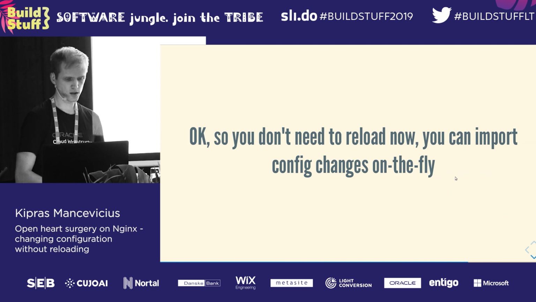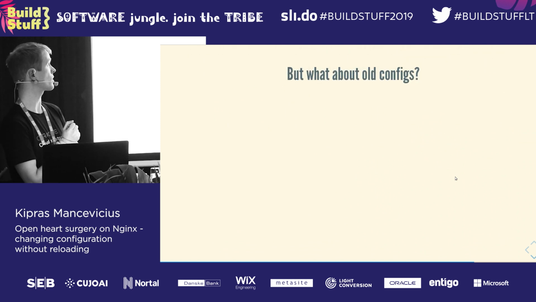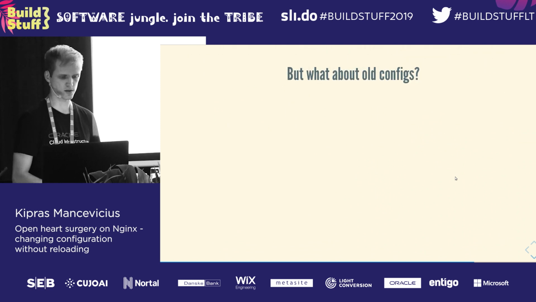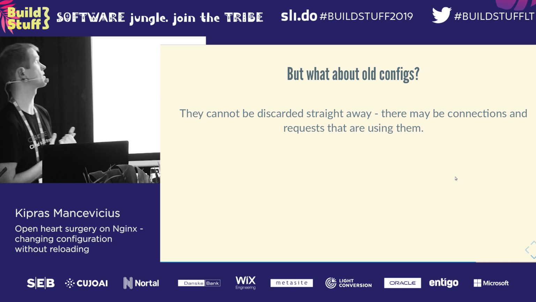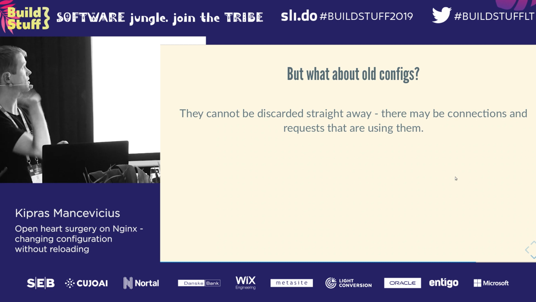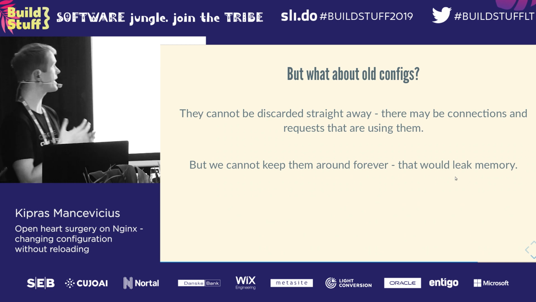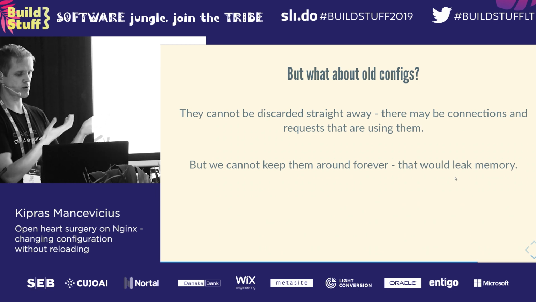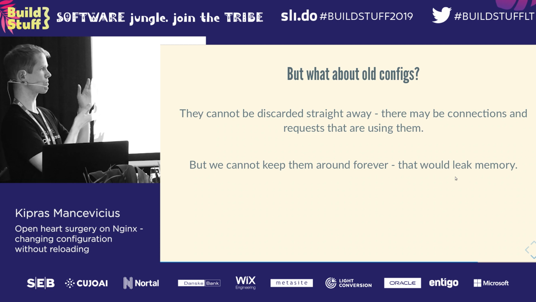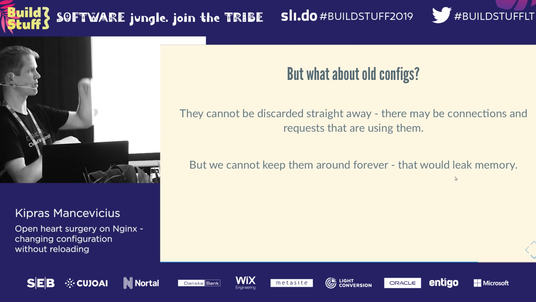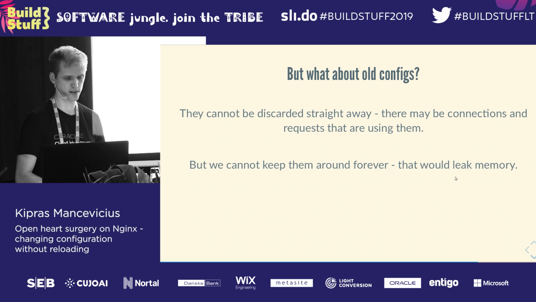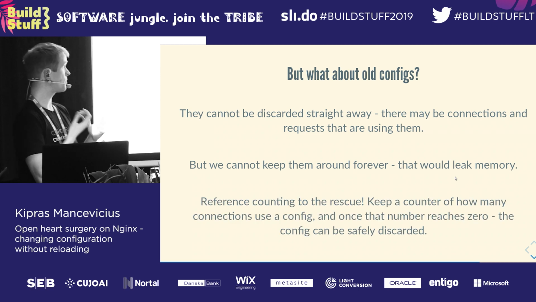That's good. But what about old configs? What about the previous version, that version 1? So you can't just delete them because, again, there might still be connections and requests that are running, right? But we can't keep them around forever, because if we keep them around forever, that'll just leak memory. So that process just becomes a big memory leak. It'll just over time consume all your server memory. That's not good either. So you reference count.